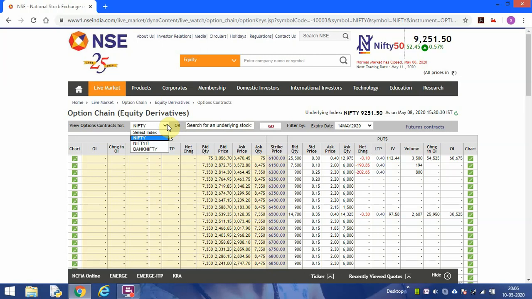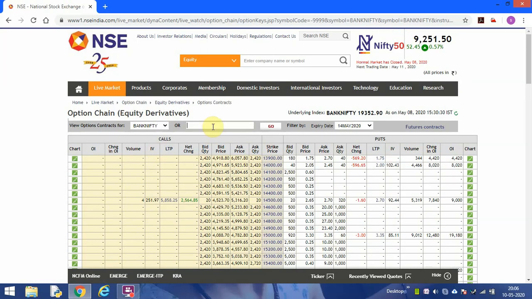You can match this with the pivot also. You go here, you analyze Nifty IT. The same way you can analyze Bank Nifty. For stocks you can search here. Let's say I am taking Reliance Industries. You search here.